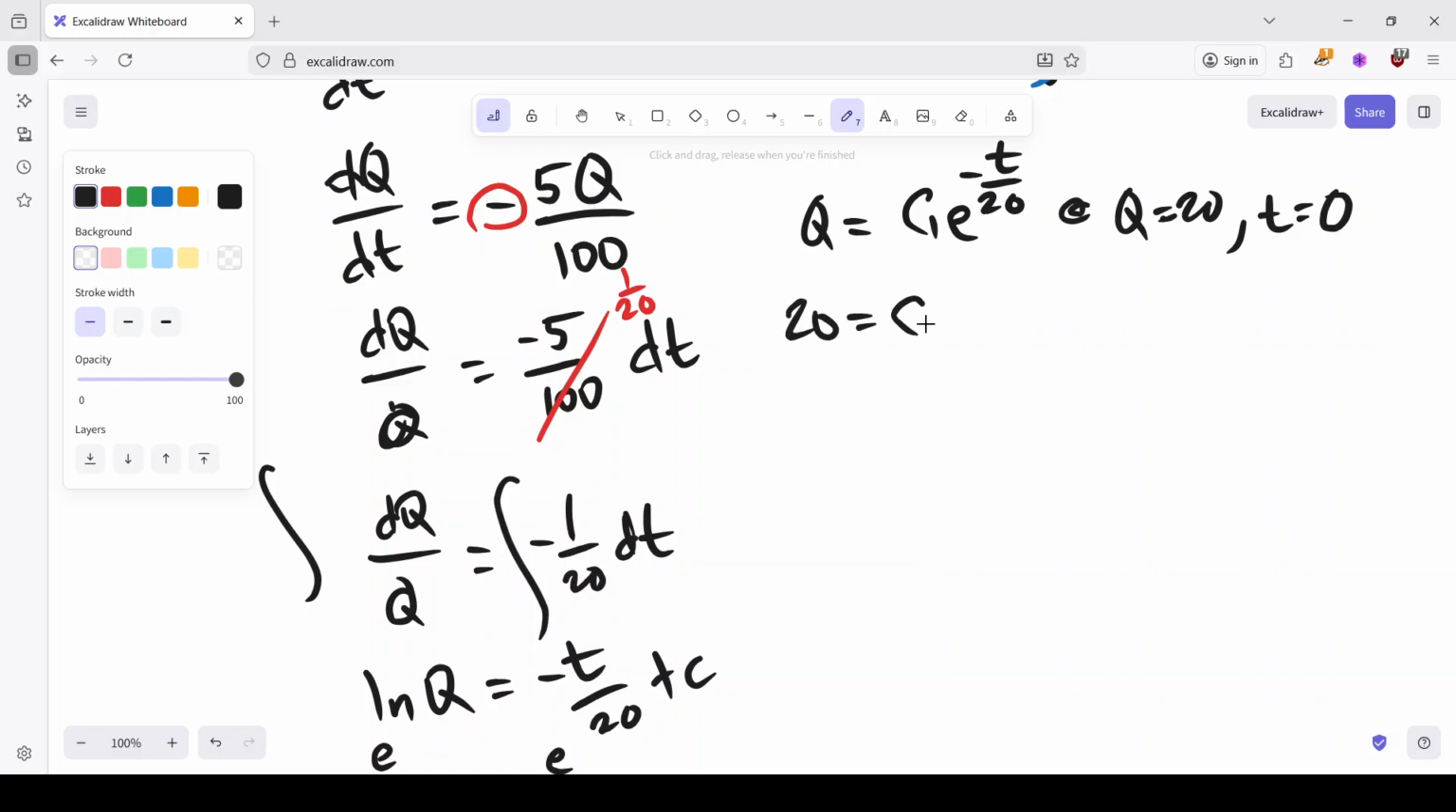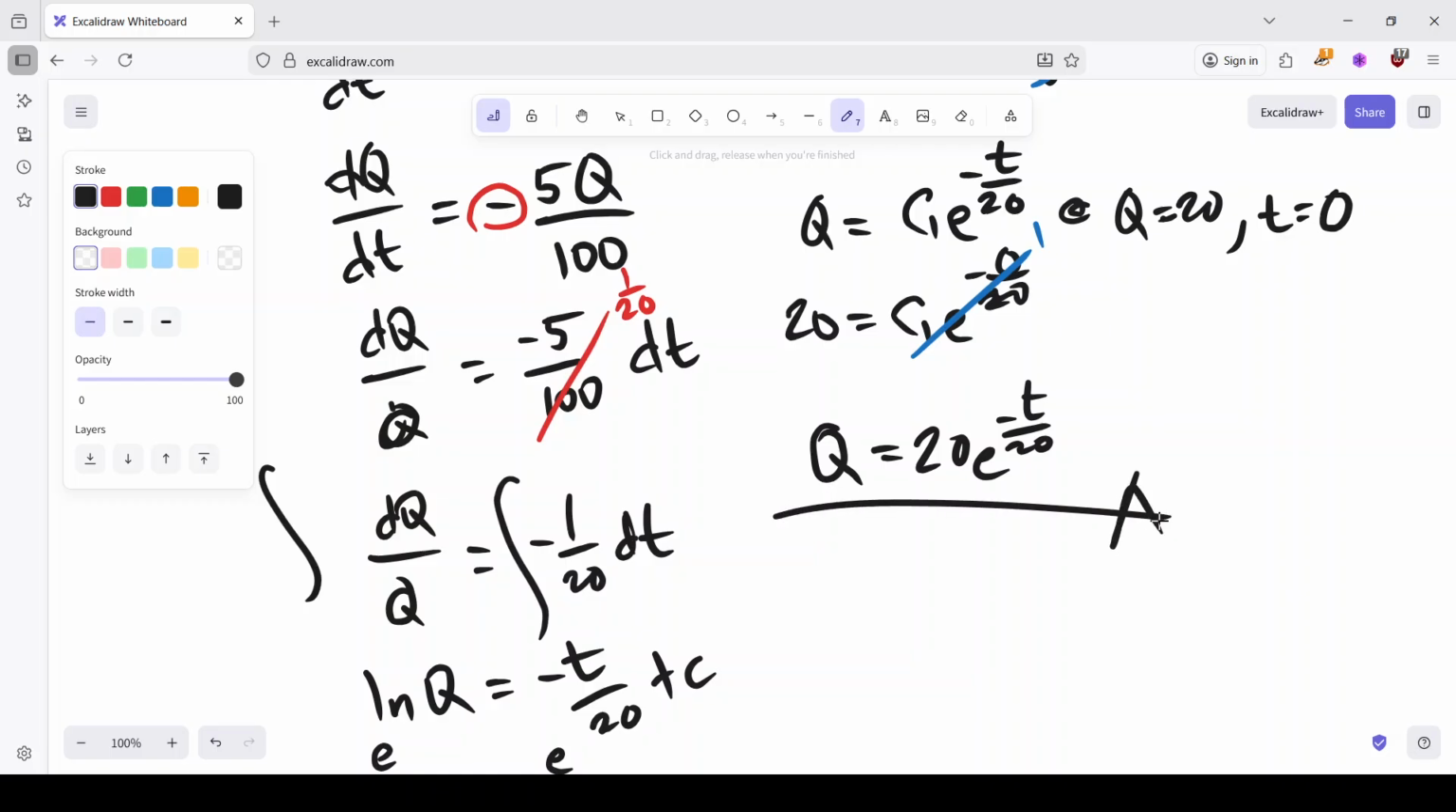20 is equal to C1 e raised to negative 0 over 20. This one will be e raised to 0, or 1. Therefore C1 is equal to 20. We can write this into our equation. So Q now is equal to 20 e raised to negative t over 20. This will be our final answer. Again, the unit here will be pounds, based on the problem.